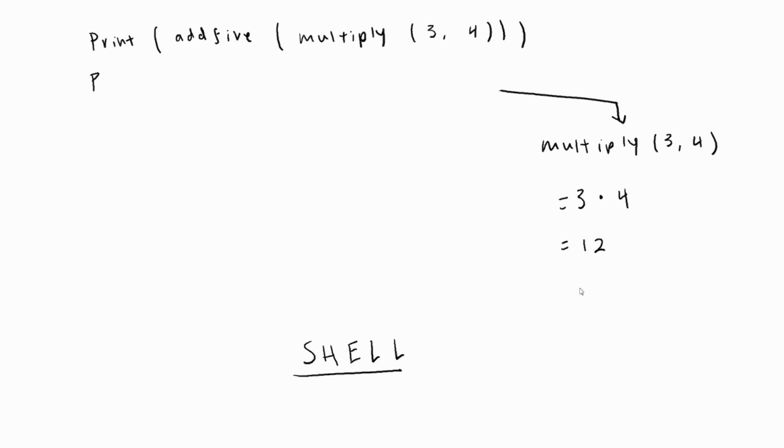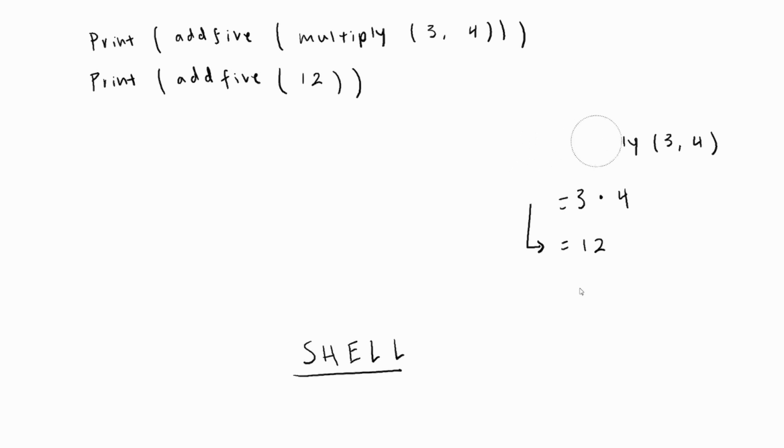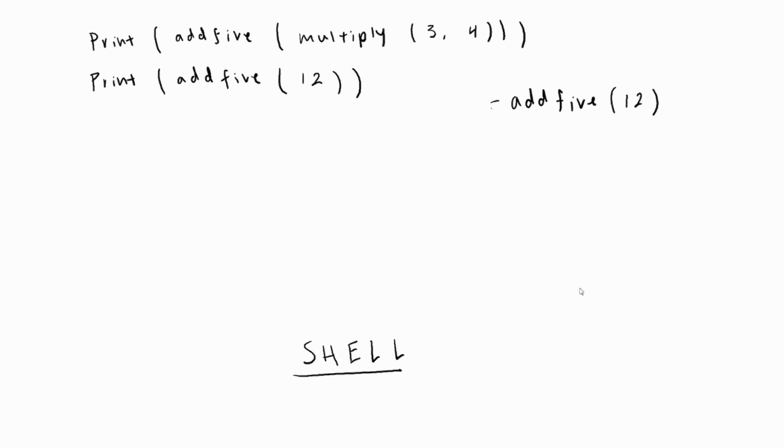We're going to rewrite the line. Print add5, and then instead of multiply(3, 4), because we know that these are all equal, it's just going to turn to this. And now add5 just has the parameter 12. And now, once again, let's break down this even further. Add5 to 12. We know that this is equal to 12 plus 5. We know this is equal to 17.